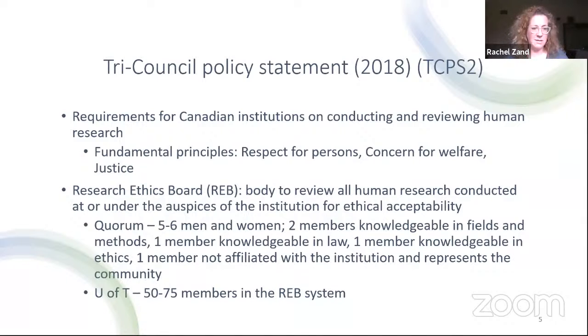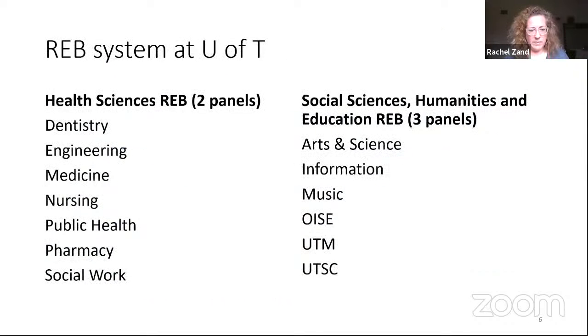At U of T, 5 to 6 is not enough. We have about 50 to 75 members in the REB system. This includes faculty and some community members and a few lawyers and bioethicists. And the reason why we have such a large contingency of REB members is that we have a lot of research. We see 1,600 new protocols a year, and we have about 5,000 active files. So there's always a lot of work to go around.